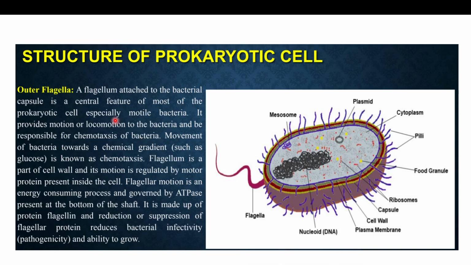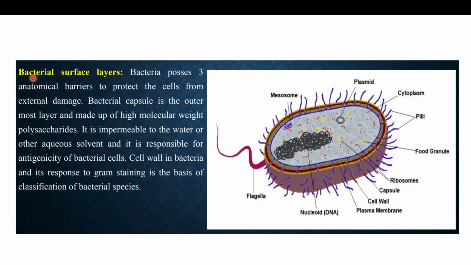So, outer flagellum, yes, we looked at the flagellar, and then there are bacterial surface layers, where the cell possesses three anatomical barriers to protect the cells from external damage. So there is the capsule, the outermost part, and it is made up of high molecular weight polysaccharides, and it is impermeable to water or any other aqueous solvent, and it is also responsible for the antigenicity of bacterial cells. Okay, and the cell wall in bacteria, and its response to gram staining, is the basis of classification of bacterial species.